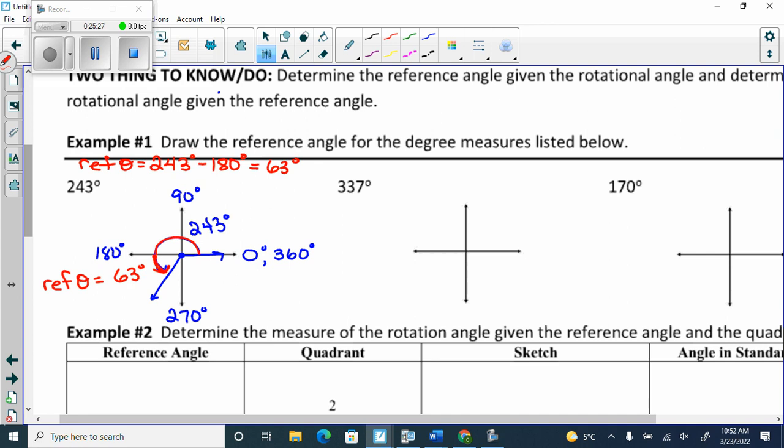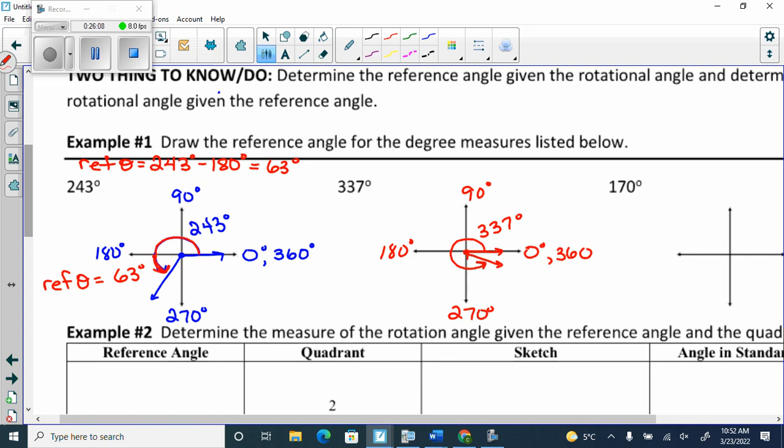337: 0, 90, 180, 270, 360. 337, if I go 360 minus 337, how much do I have? Or how much is 270 more? It's 67 more than 270, right? 67 more, so somewhere in here. So it's going to be like this. 337. Or you can say it's 23 less than 360, right?